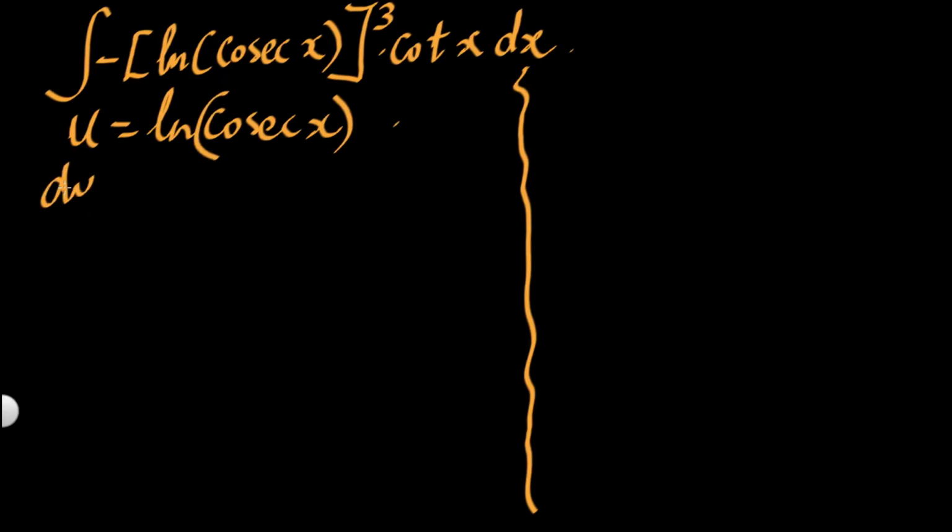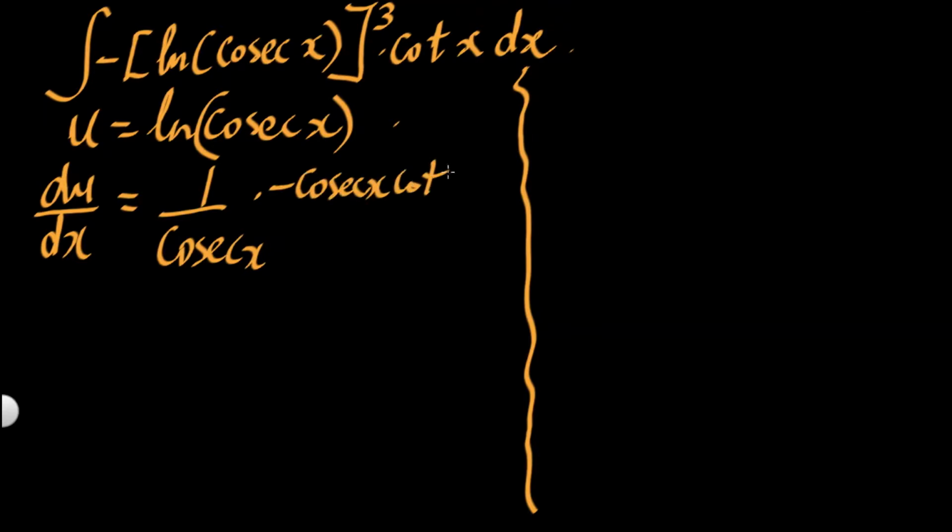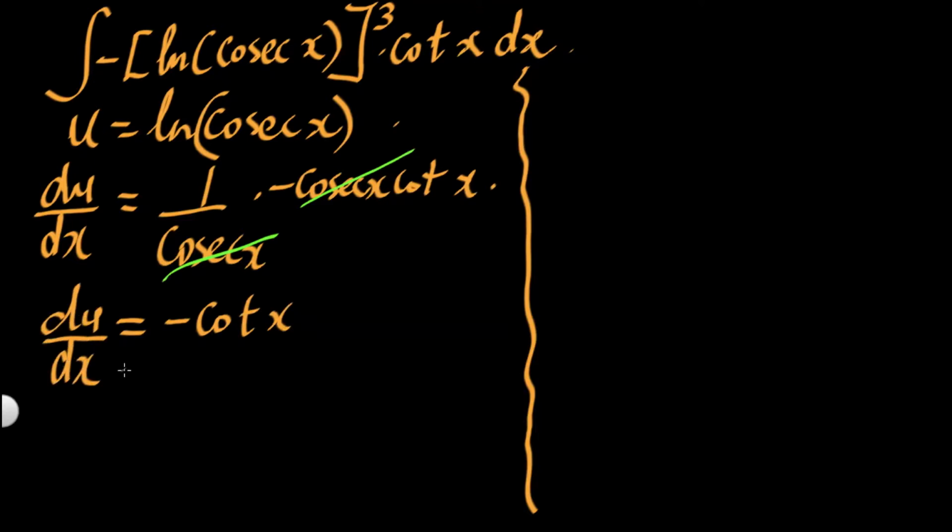du dx is equal to 1 over cosec x times, if you differentiate cosec x, we get minus cosec x cot x, which we can simplify to minus cot x. So du dx is equal to minus cot x. From here we can conclude that dx is equal to minus du over cot x. We need this dx in terms of u because we're going to substitute it back into our original.